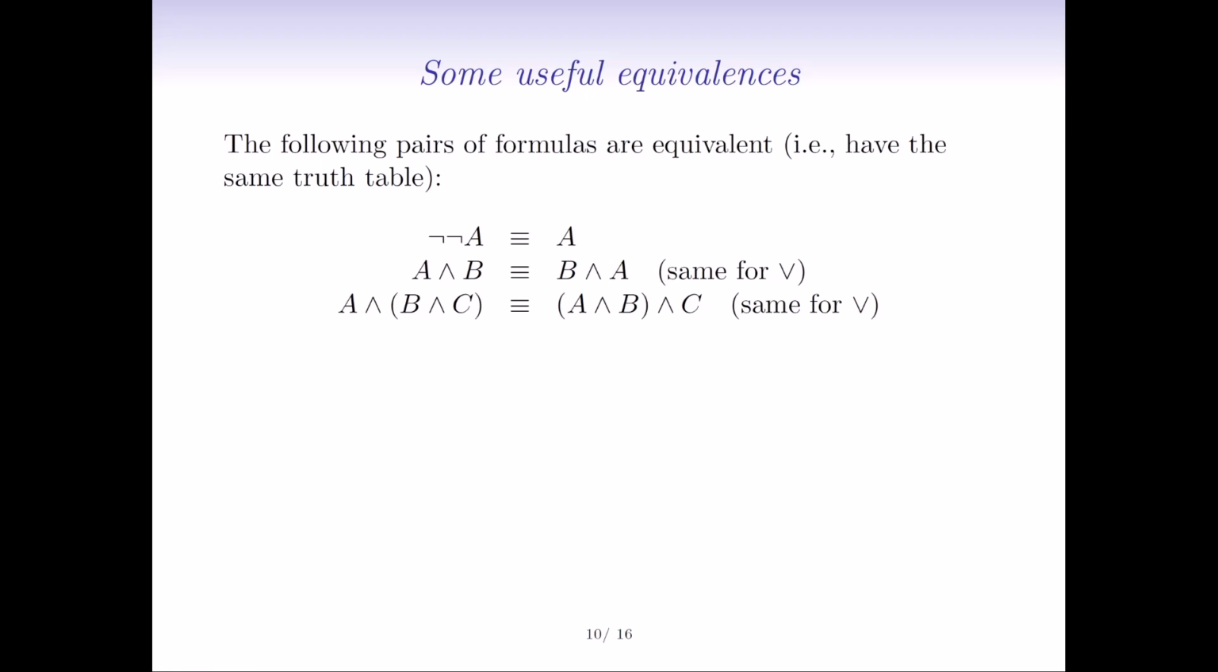In a similar way, bracketing does not matter for conjunctions. So if you have A and (B and C) in brackets, it's exactly the same thing as writing (A and B) in brackets and C. Really all you're saying is that you have A and you have B and you have C, and the way you bracket it doesn't matter at all. The same is true for disjunction, and actually the same is true for bi-implication as well. Again, it's not true for implication, so be careful there.